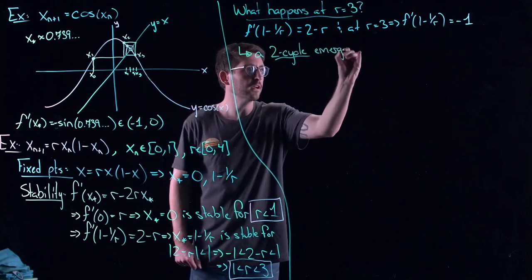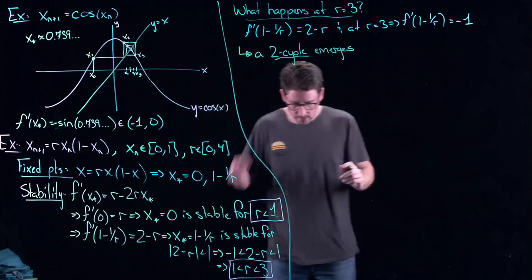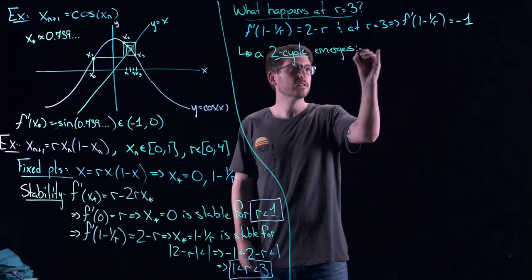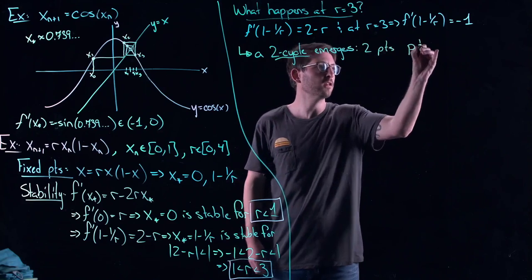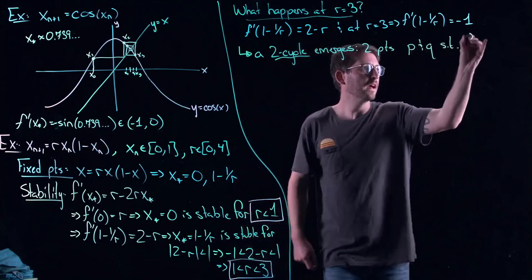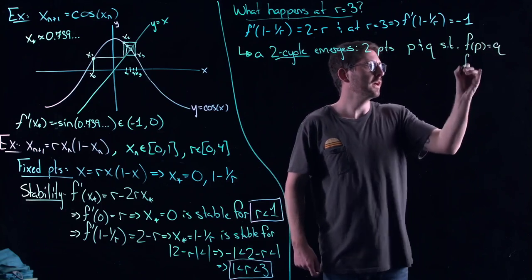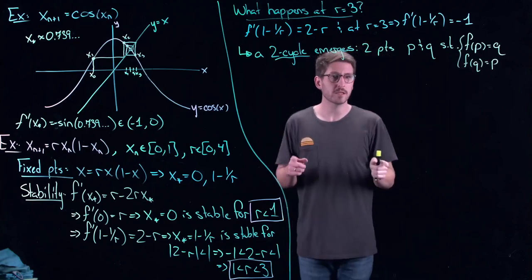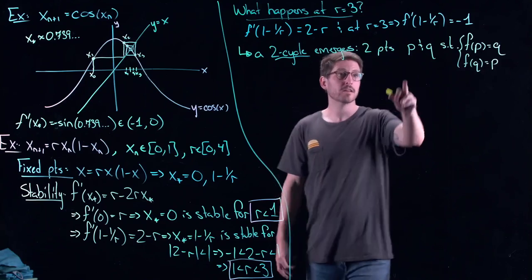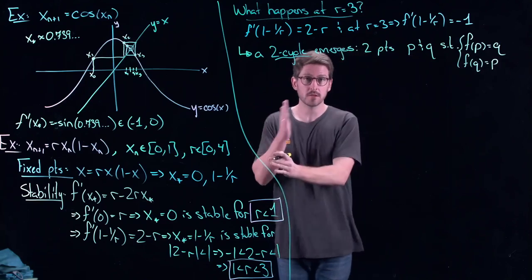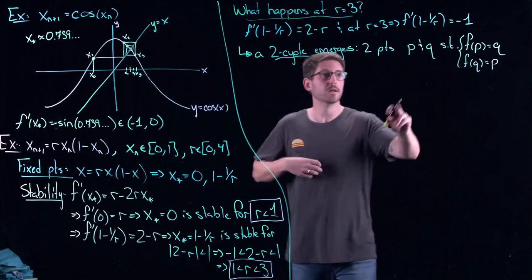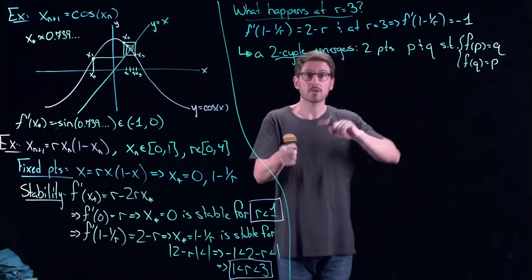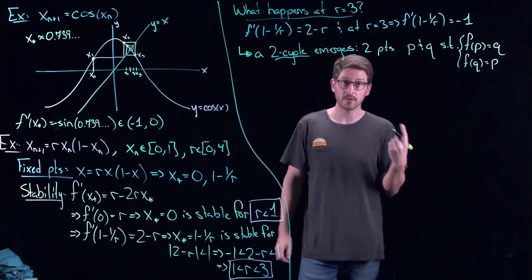So, what is a two-cycle? A two-cycle is two points that flip back and forth under F. So, this is two points, let's call them P and Q, such that F of P is equal to Q, and F of Q is equal to P. It's two points that flip back and forth between each other. So if you think about what their orbit looks like, if I start with the initial condition P, my orbit goes P, Q, P, Q, P, Q, P, Q. If I start with initial condition Q, it goes Q, P, Q, P, Q, P, Q, P. So it's a two-cycle. It's cycling between two values.